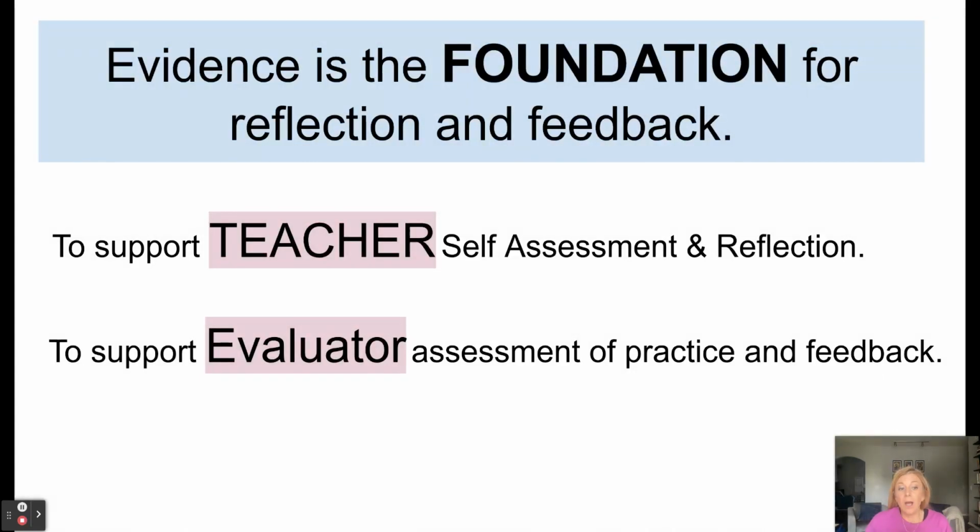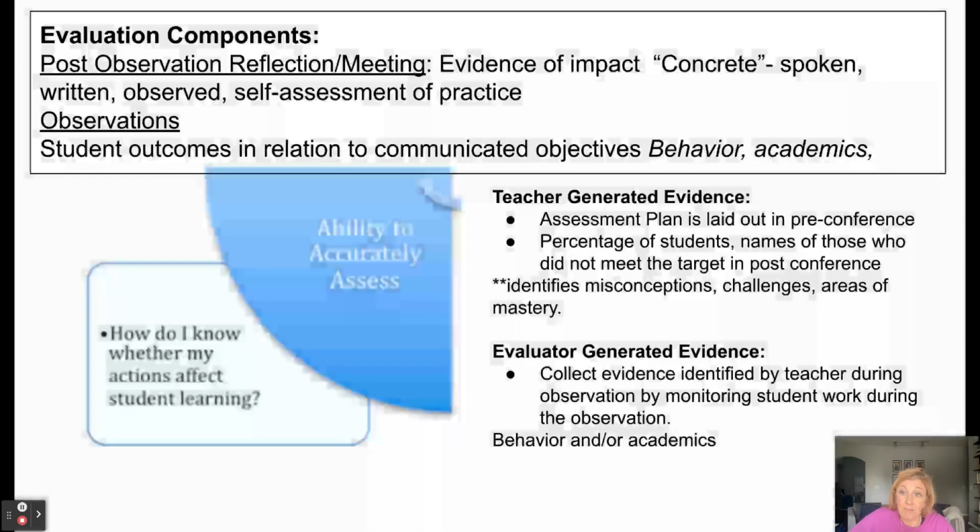Okay, so we've talked about how that pre-conference sets up the evidence collection, and I'm going to reiterate again that importance. The evidence is that foundation, and it's the foundation for the self-assessment and reflection. It's also the foundation for the assessment of practice and feedback. So that's that next phase, is the ability to accurately assess practice. And so the teacher does that through the self-assessment. And that's ultimately what we want, is teachers to be able to accurately self-assess and adjust their own teaching practices.